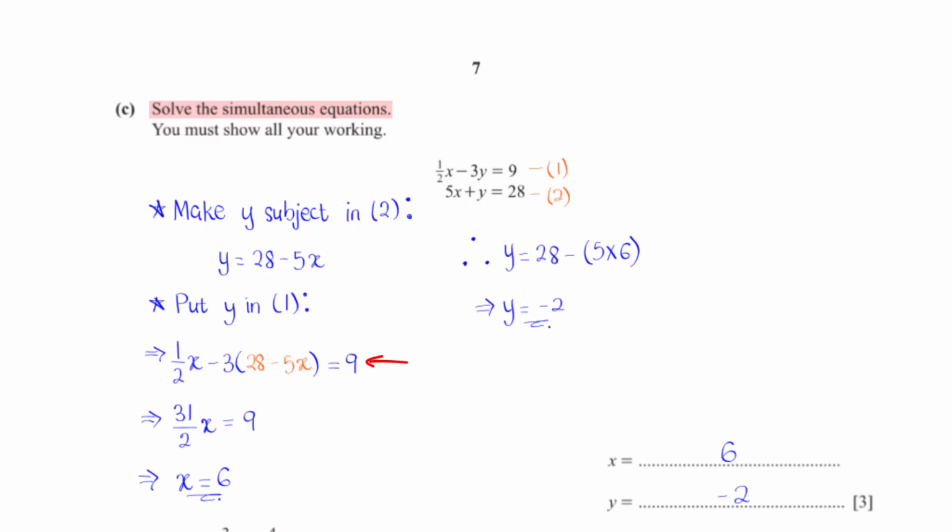This gives us half x minus 3 times 28 minus 5x equals 9. When we expand the brackets and group like terms, this is what we have. And when we make x the subject, we get x equals 6. Now that we have the value of x to be 6, then y is equal to 28 minus 5 times 6, which is equal to negative 2.